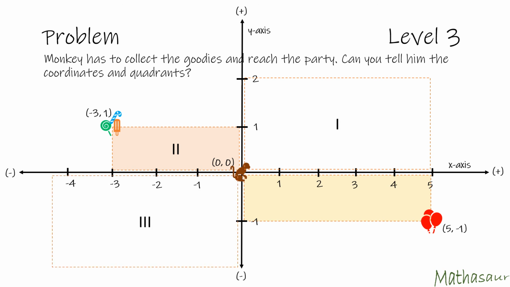Now let us count the quadrants. We saw quadrant 1, 2. The quadrant on the left down is quadrant 3. And the quadrant on the right down is quadrant 4. So the party is happening in quadrant 4.